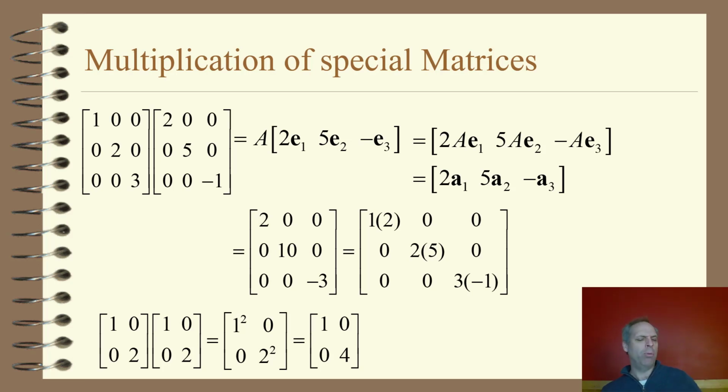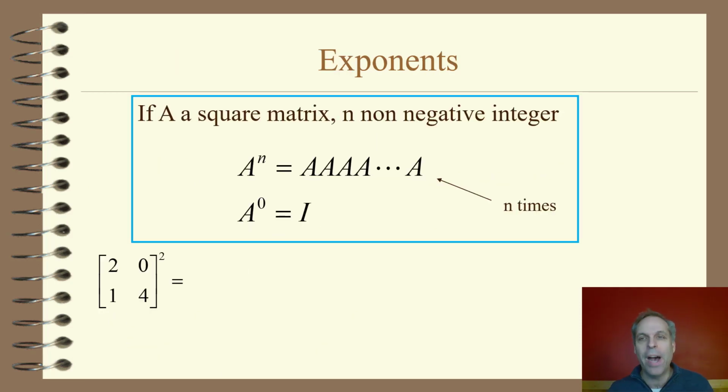There's something else about that product, though. It's the matrix 1, 0, 0, 2 multiplied to itself. I'd like to have a faster way to write that. So we define exponents. If A is a square matrix, then A to the n is understood to be a matrix multiplied to itself, where it's found in the product n times. And A to the 0 is understood to mean the identity matrix.